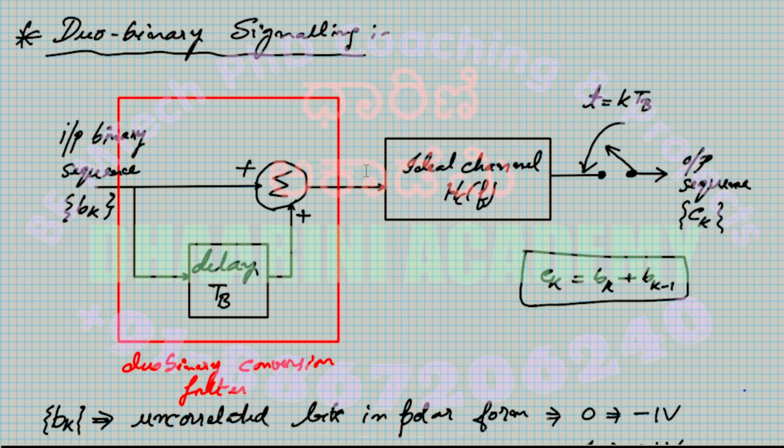That filter output is given to the channel, because after this coding, you try to send it to the space. That will carry the signal all the way from the source to the destination, or from the transmitter to the receiver. And on the receiver side, once you receive it, you try to sample it out. So you will sample the signal.